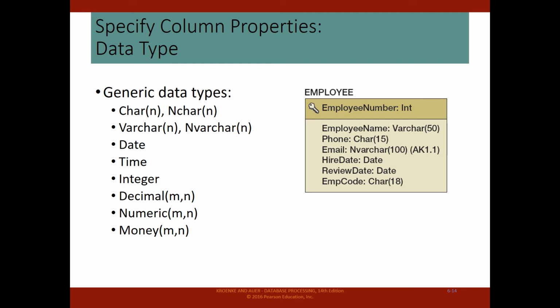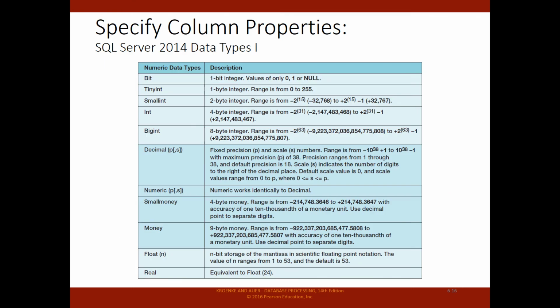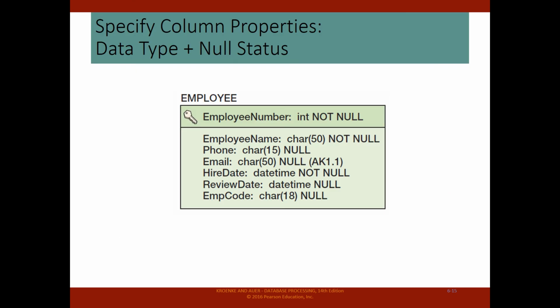So when we say varchar, it means it is variable. It can go from 1 all the way to 50 because we allocated 50, but it can vary. Very good.